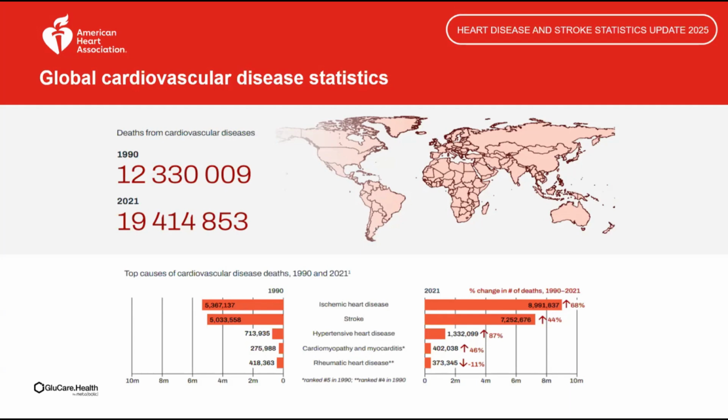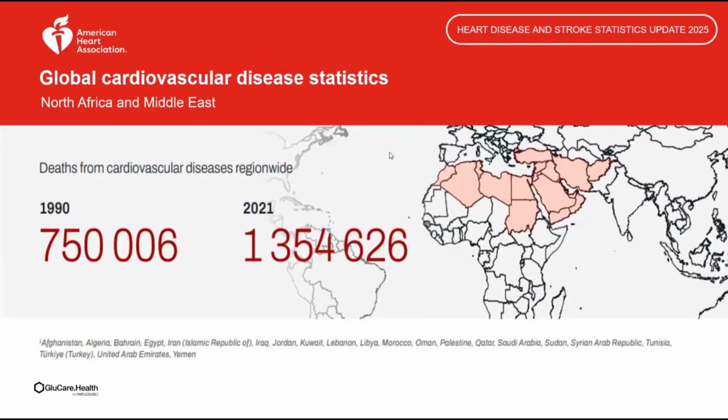When we look closer at how we are doing in our region, we will see that we are not doing any better. So in UAE, we have one of the highest age-standardized death rates for cardiovascular diseases, and with more prevalent risk factors than many other developed countries in the world.